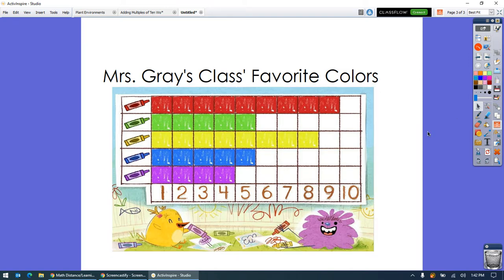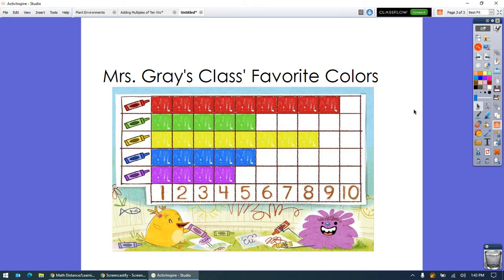What's another question you could ask for this graph? Maybe, which color did most students like? And so if I ask you that question, what's the answer? Right, most students like red the best. You think of a question that we could ask from this graph.